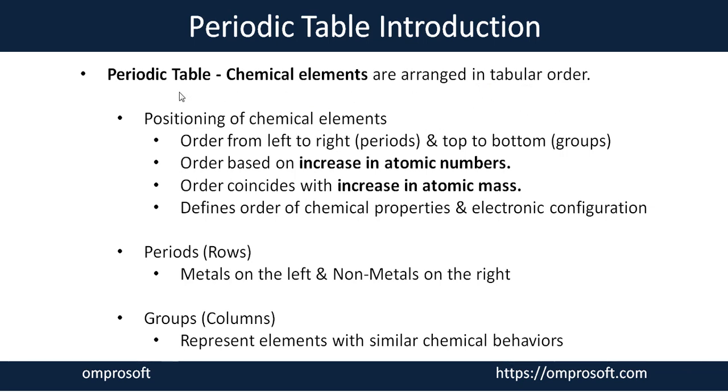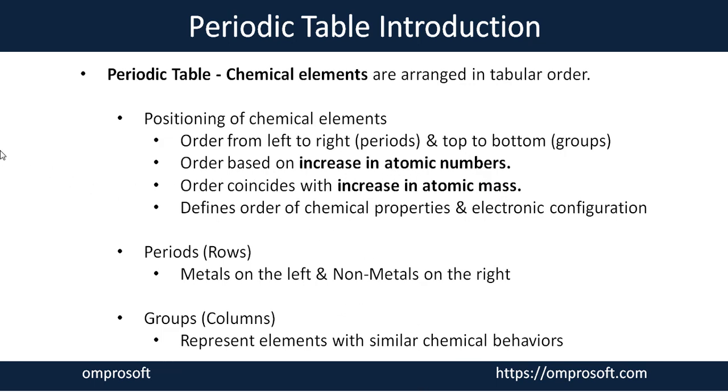While we are arranging all chemical elements in a table form, we have to follow some patterns. While we arrange the chemical elements, in the periodic table, the order of the chemical elements is based on the increasing order of their atomic number, which also coincides with the increase in their atomic mass. While we see the periodic table, we'll see some rows and columns.